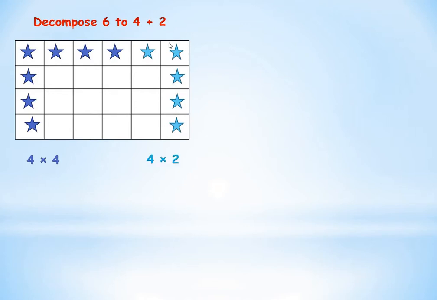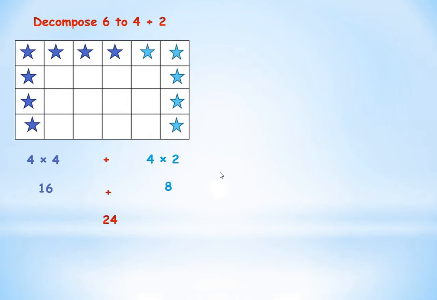Okay, to get the area of this array, we add the first part plus the second part. The first part is 4 times 4, which is equal to 16. The second part, 4 times 2, is equal to 8. So we will add 16 plus 8. Don't forget the 4 here and here, it's never changed. 16 plus 8 is equal to 24.